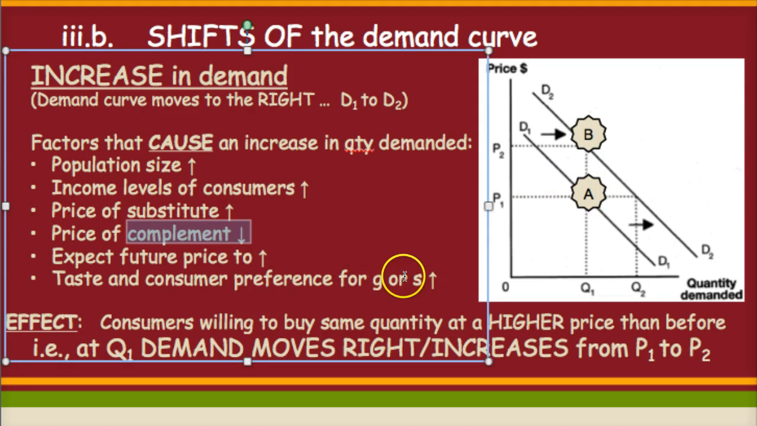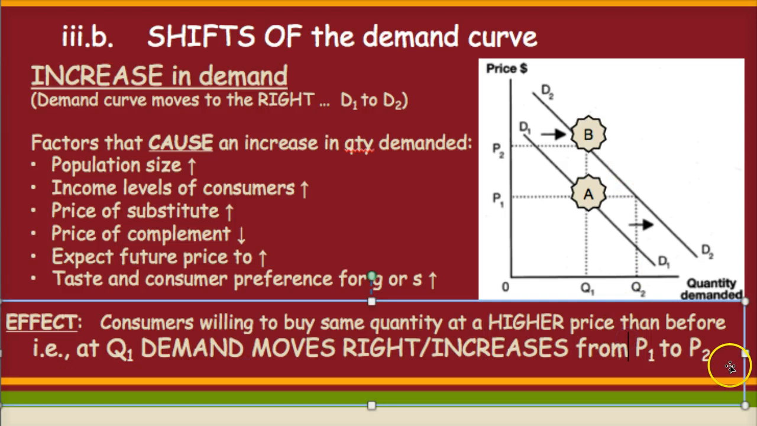The other thing that could have happened is that there was an expected future price increase. So consumers are wanting to buy them now before this price rise takes place, increasing demand in the short term, moving the curve to the right. Or perhaps the product has just become more favorable in fashion, the trendy thing, and tastes and consumer preferences have had a swing toward this particular product, increasing demand.